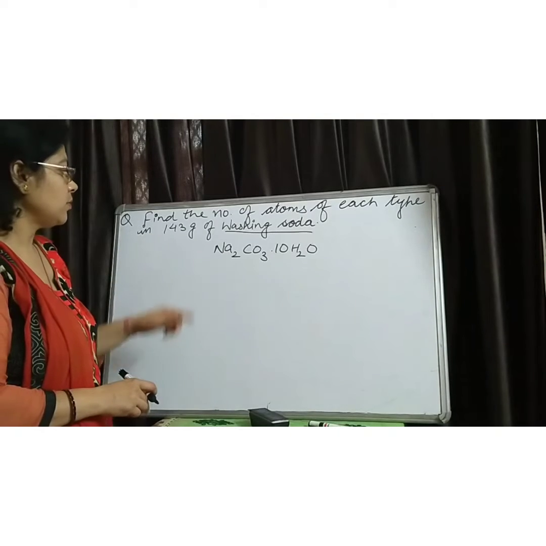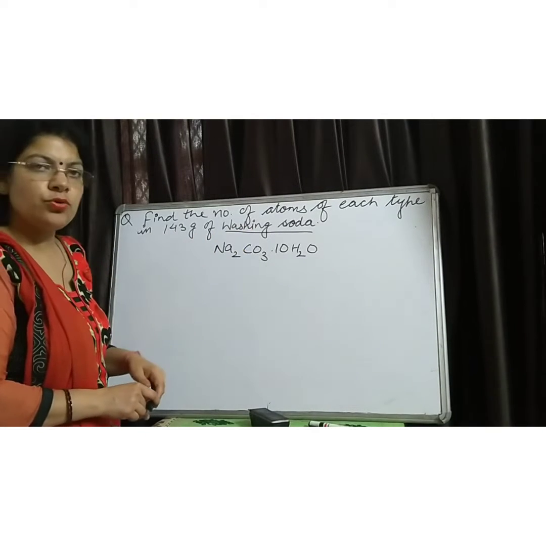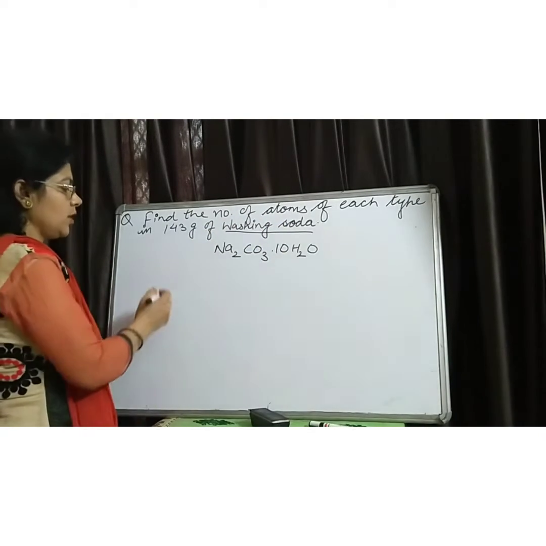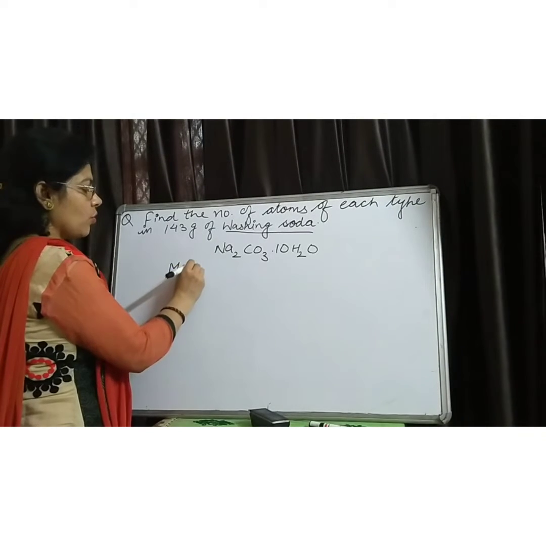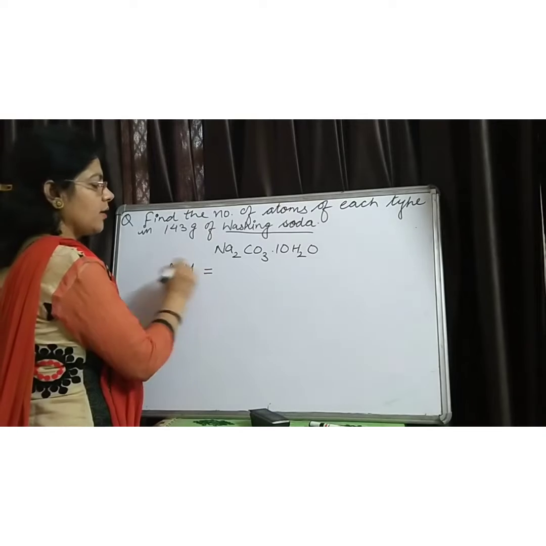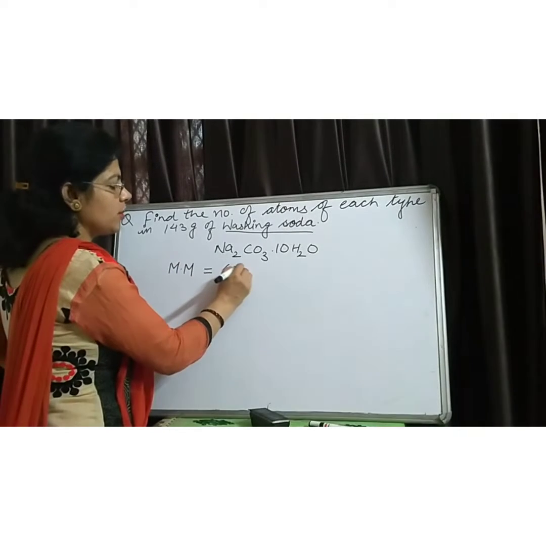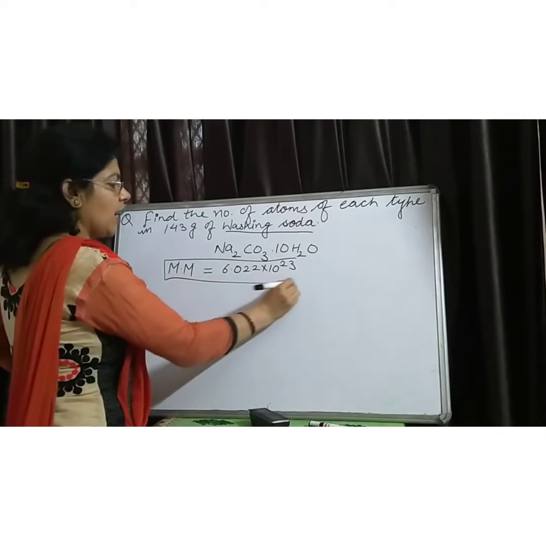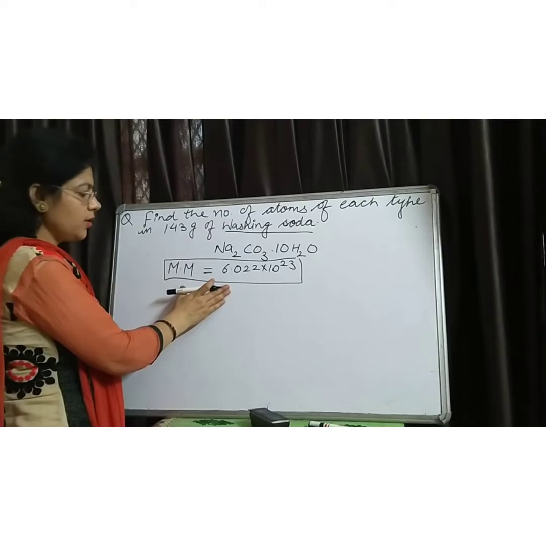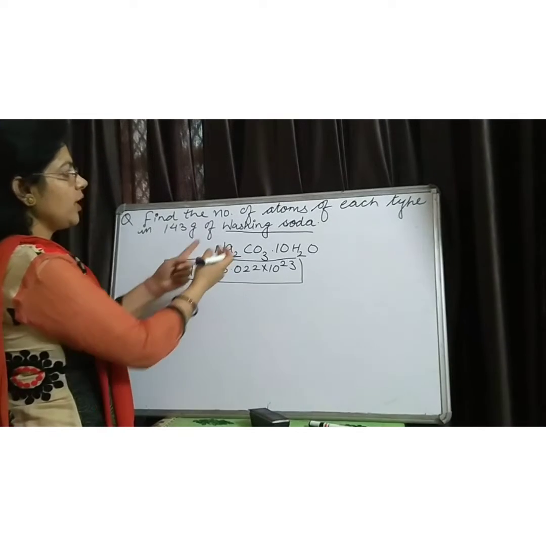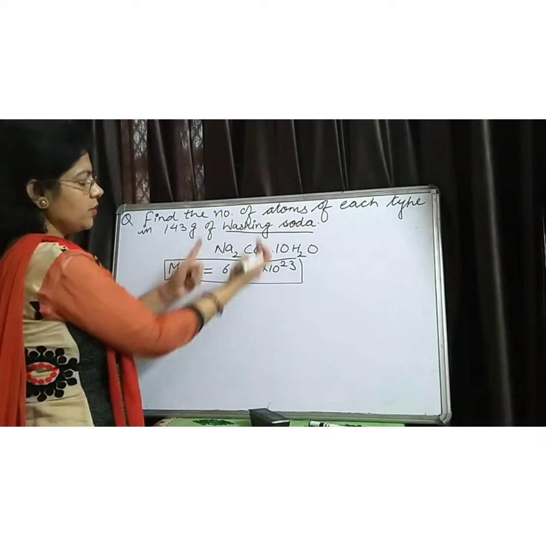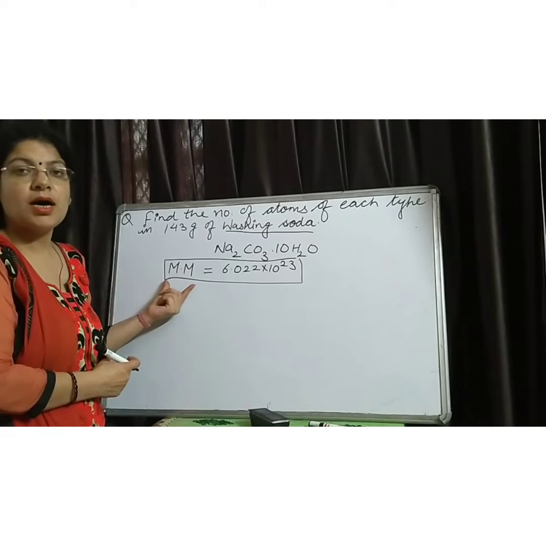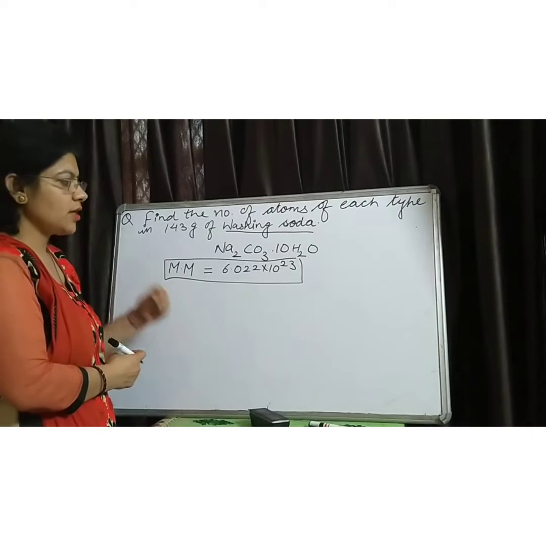As in this question, the mass of washing soda is given to you and we have to find the number of atoms. So we have to put the relationship between the molar mass of the compound and Avogadro number, that is 6.022 into 10 raised to power 23. We have to put the relationship between these two quantities. In this question we want to calculate the number of particles or number of atoms, so we put Avogadro number on the right hand side and the mass of the compound on the left hand side.